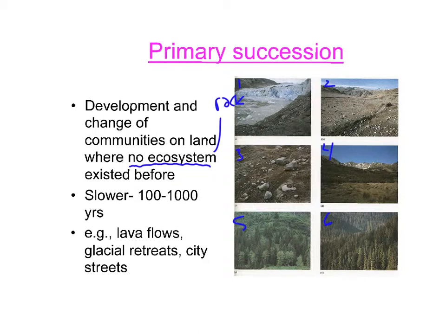Examples of when this might actually happen in nature: after lava flows or volcanic islands form, after glaciers recede, after city streets or roads are left or no longer maintained. I've hiked in New Mexico along an old piece of highway that hadn't been maintained in about 40 years, and it was all crumbled and broken down, and there were cacti growing on it and things like that. So that would be an example of primary succession.